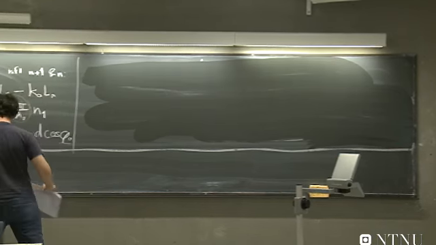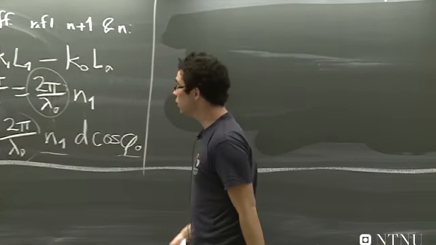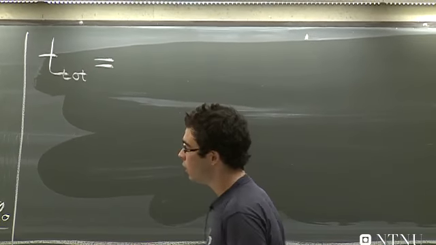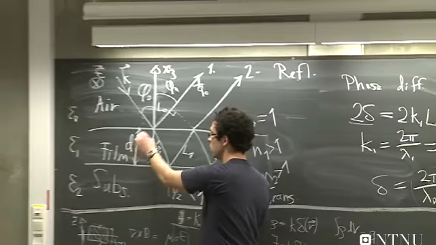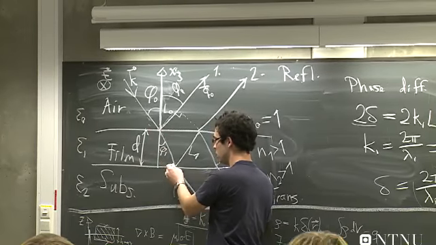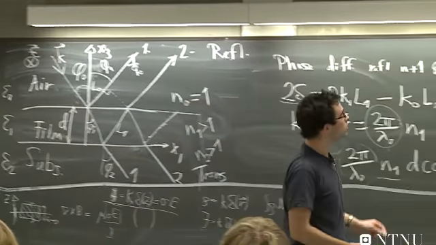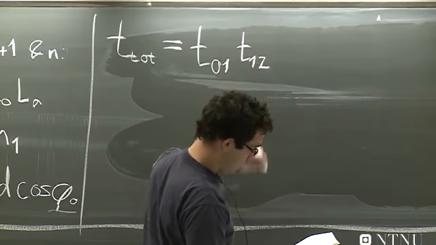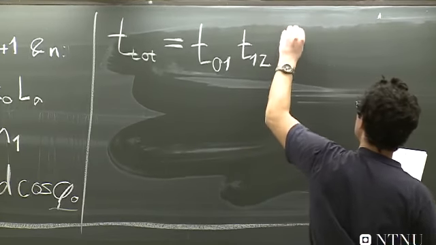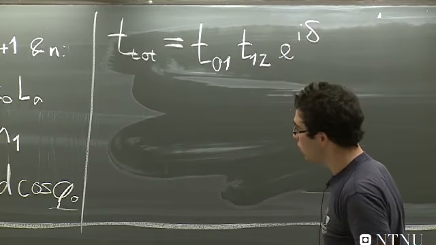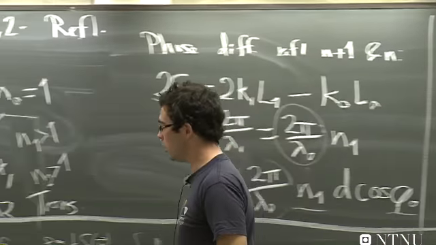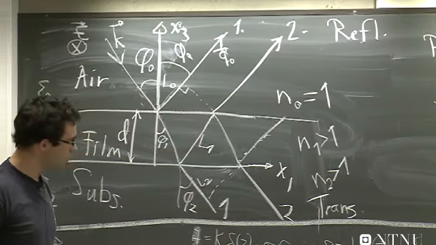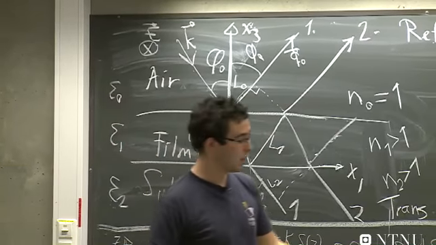So, if I want to find the total transmission, I proceed completely analogously, writing that the total transmission amplitude will be equal to T01, T12, and then a phase, e to i delta. Again, you'll have to do the calculation and look at this length L2, but it turns out that the delta is in fact the same as here.